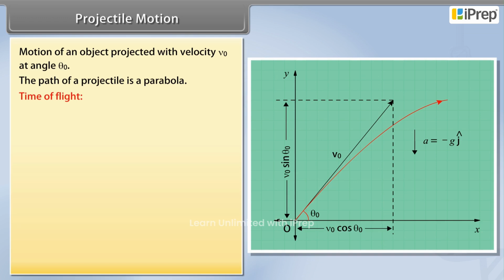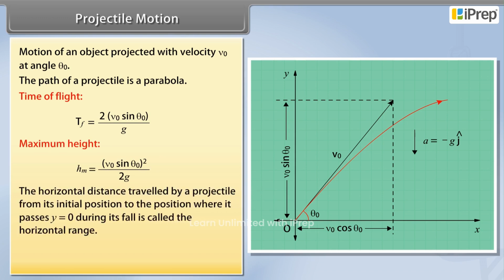Time of flight of a projectile is Tf equals 2 v0 sin θ0 divided by g. Maximum height of a projectile is hm equals (v0 sin θ0) squared divided by 2g. The horizontal distance travelled by a projectile from its initial position to the position where it passes y equal to 0 during its fall is called the horizontal range. Horizontal range of a projectile is given by the product of v0 squared and sin 2θ0 divided by g.